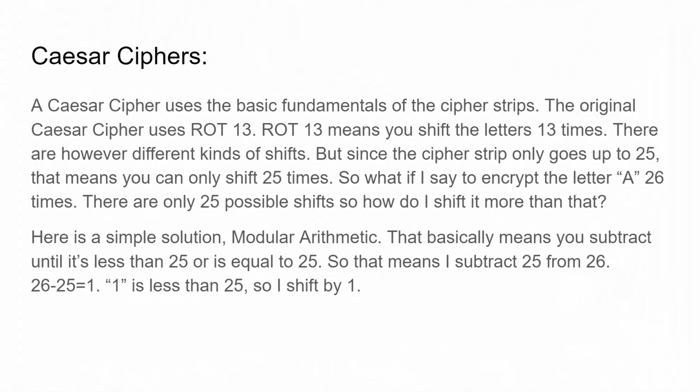So, what if I say to encrypt the letter A 26 times? There are only 25 possible shifts. So how do I shift this more than that? Here is a simple solution: modular arithmetic. That basically means you subtract until it's less than 25 or is equal to 25. So that means I subtract 25 from 26. 26 minus 25 equals 1. 1 is less than 25, so I shift by 1.